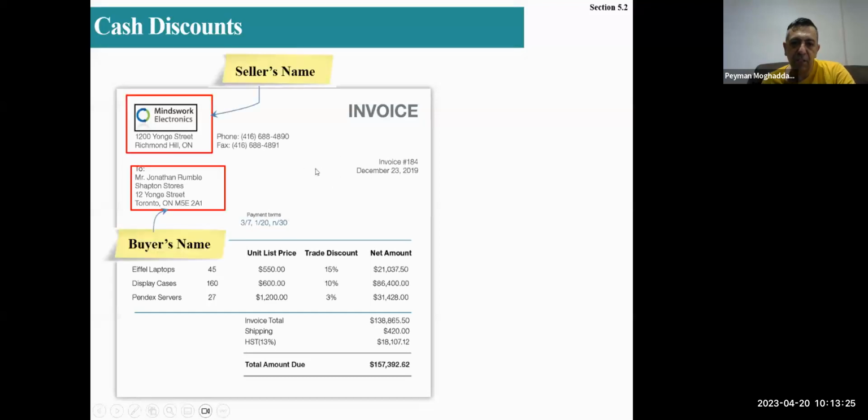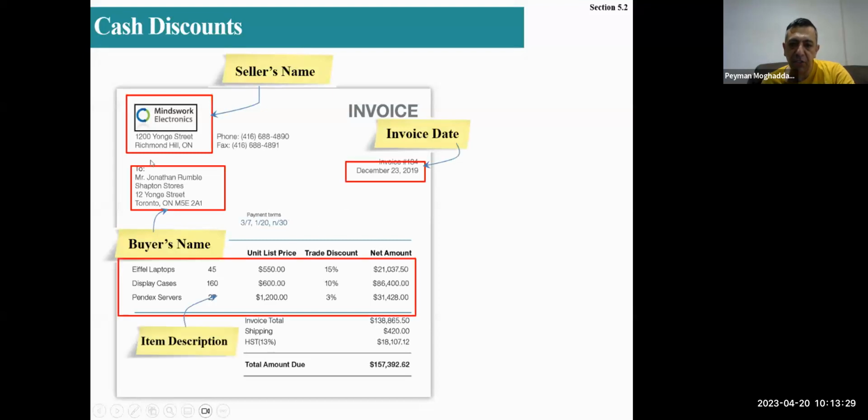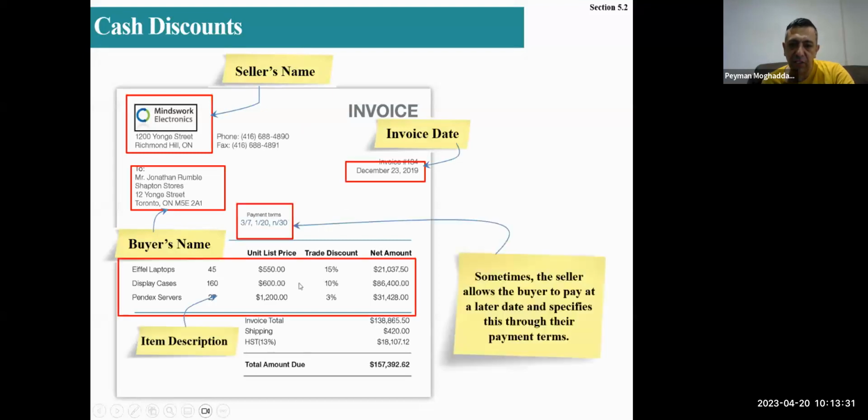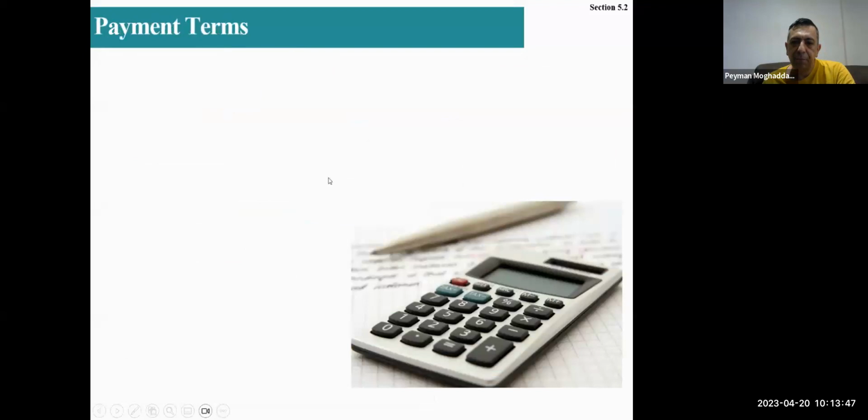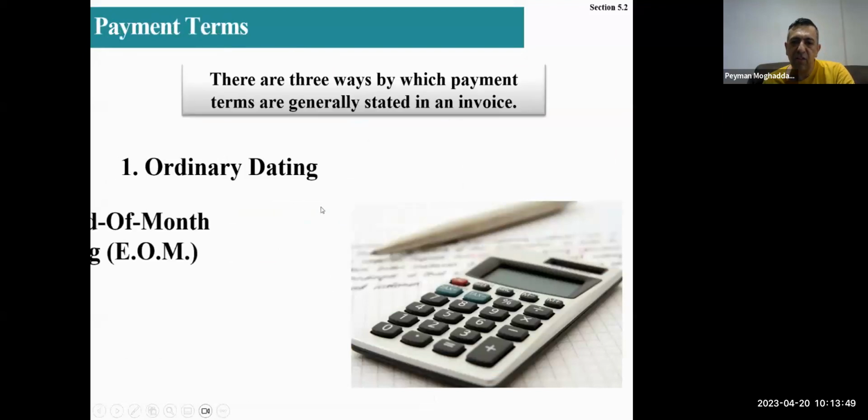This is the seller name, this is the buyer name, the invoice date, and the item description. Generally, the invoice has to have this. And this payment term is generally for big corporations, right? Small businesses generally don't have this payment term, but we need to learn it if you're working for a big firm.